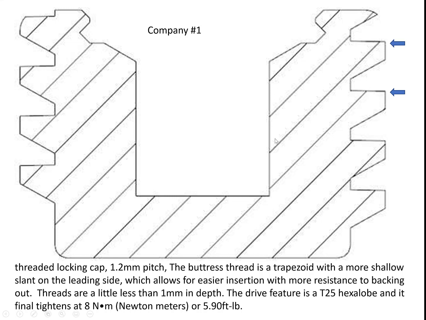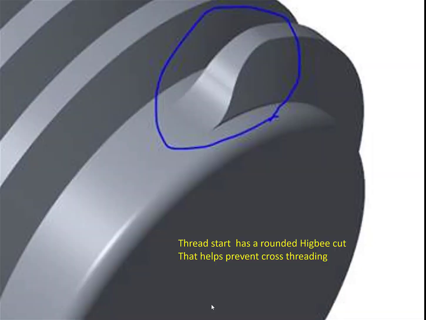And the drive, the hole for the screw, is a T25 hexalobe. I'll show you what it is. And you have a torque wrench that snaps at 8 Newton meters. That's kind of the minimum you need for it to lock. And this screw has what's called a Higby cut. It's kind of like an edge that keeps you from cross-threading. This is not relevant to backing out, but it's kind of interesting.